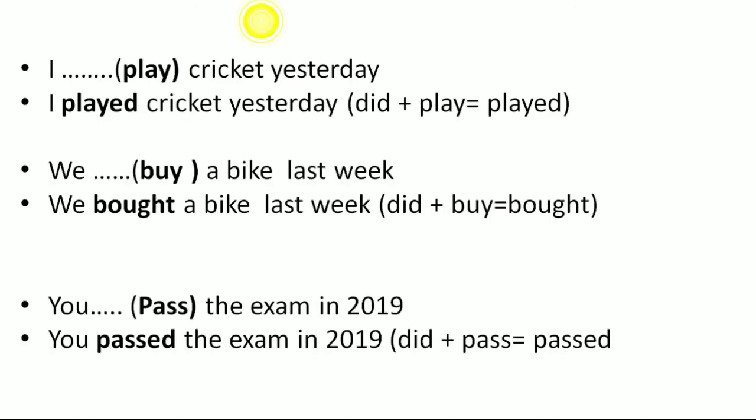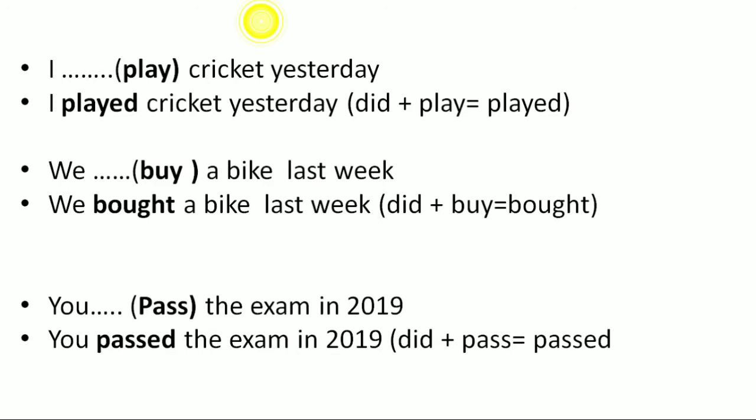Let's see some examples in simple past tense. Here, see these examples. I dash play cricket yesterday. Yesterday is the time indication, so play must be changed into V2. I played cricket yesterday. In played, did plus play becomes played in the sentence. Second example, we dash buy a bike last week. Last week is the time word for simple past action. So buy becomes bought. We bought a bike last week. Did plus buy here becomes bought.